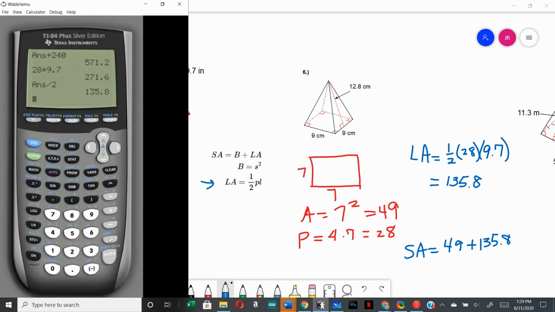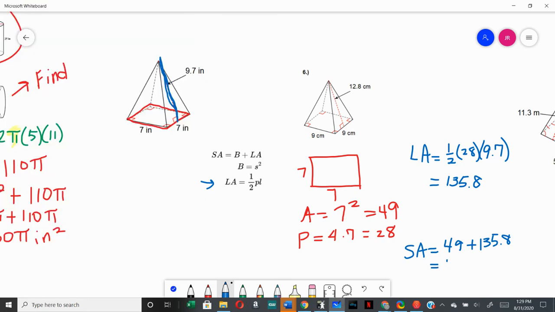Again, pull my calculator out. I've already got my answer there, so I'm just going to add 49 to it. And there's my total surface area, 184.8, in this case, inches squared. Looks like the random problems I picked out ended up mostly being inches, huh?